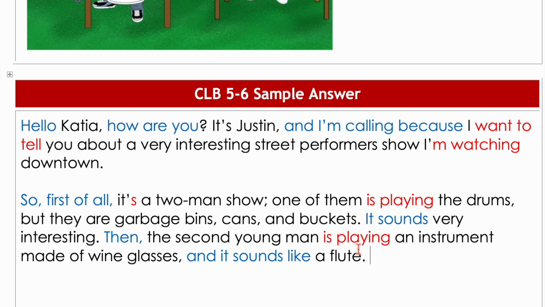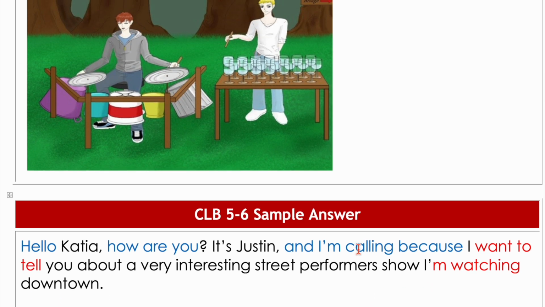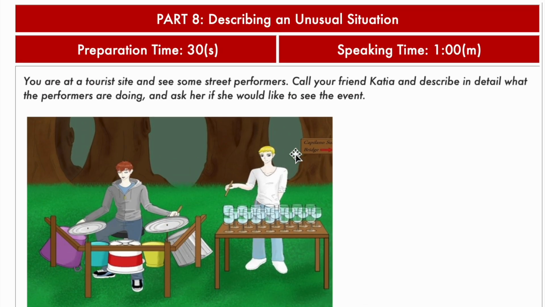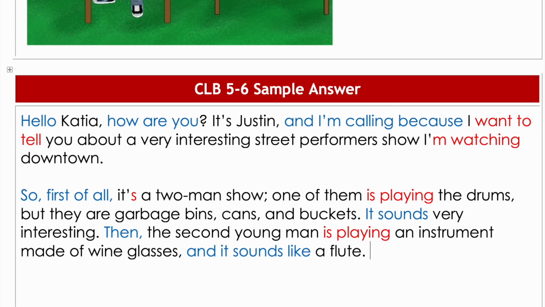But everyone, level 5, 6 usually has a problem. They don't finish the question, and we need to finish the question. The last part says, ask her if she would like to see the event. This is very important, okay? So let's make sure that we put that there.